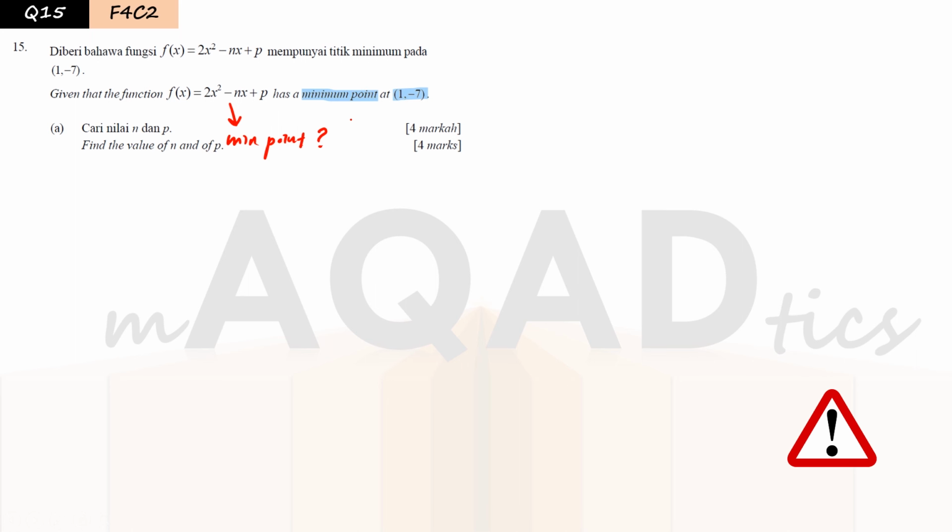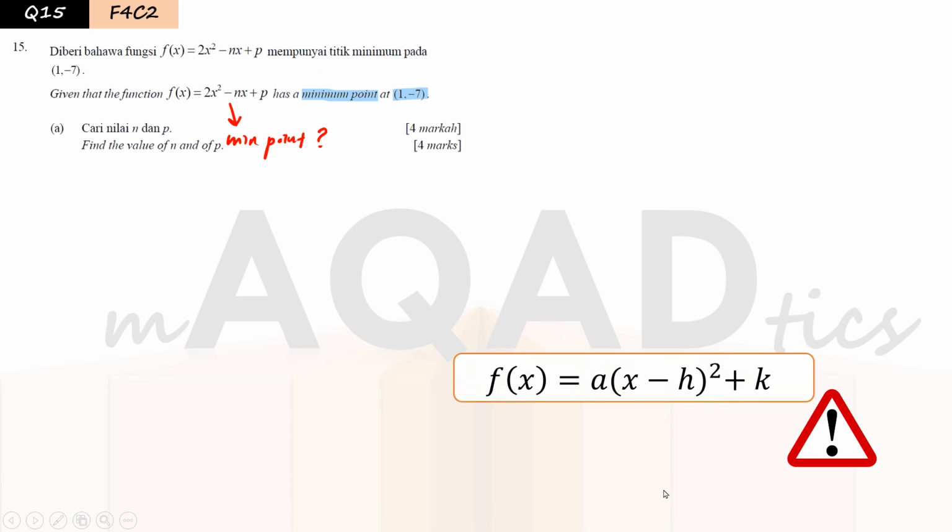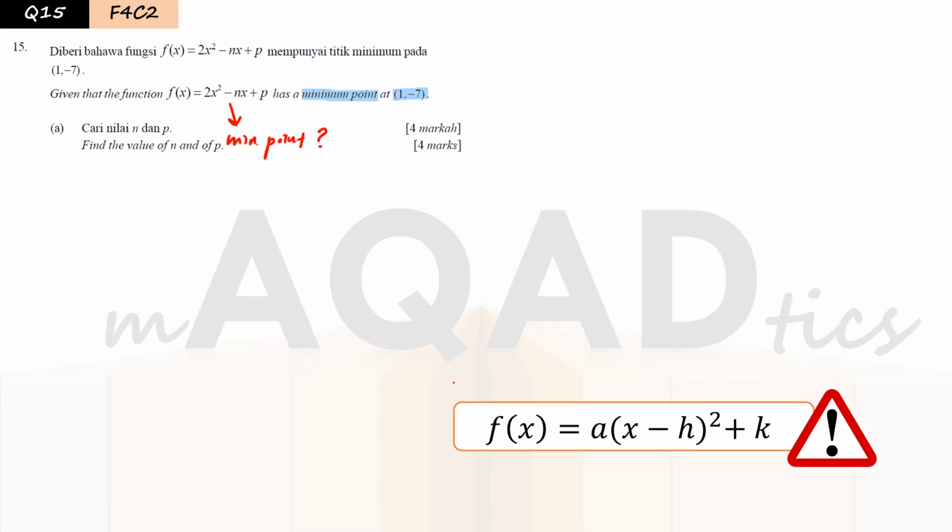Alright, so what we need to do first is to change the form of this function. Right? So recall the things that we learned in this chapter. In order to find the minimum point from this function, first we need to change the form from this form to become the vertex form. Right? Which is this format. F of x equals a bracket x minus h bracket square plus k.